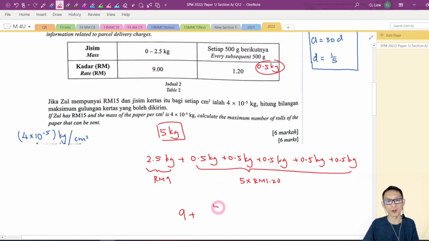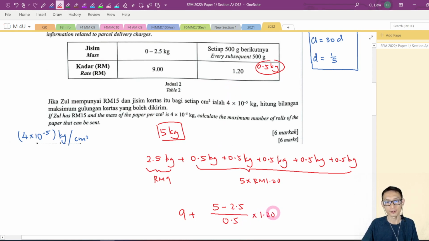So I'm going to take 5 minus 2.5. Why do I want to minus 2.5? Because this 2.5 kilogram is already for 9 ringgit. This already paid for the first 2.5 kilogram. Okay, I'm going to take this minus this and then divided by 0.5. I want to know here how many 0.5 do I have. One 0.5 will cost you 1 ringgit and 20 cents. Two 0.5 will be 2 times 120 cents, and so on.